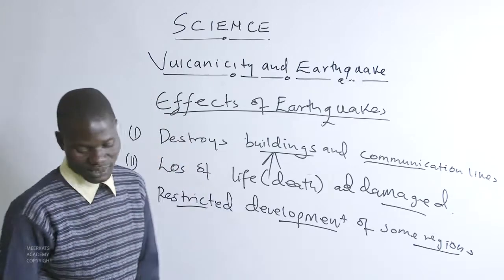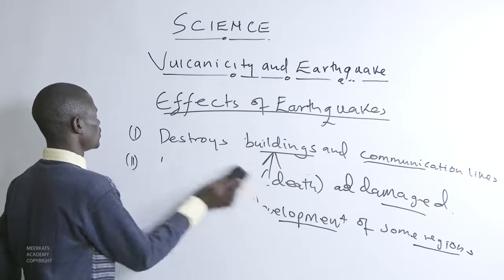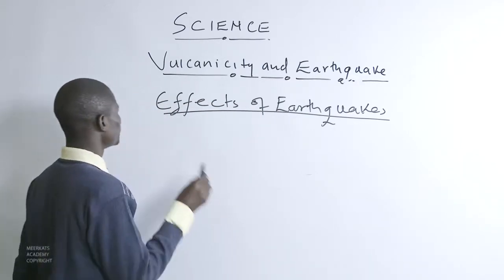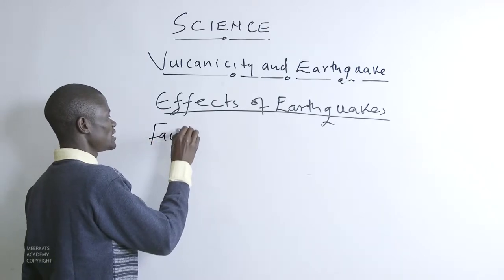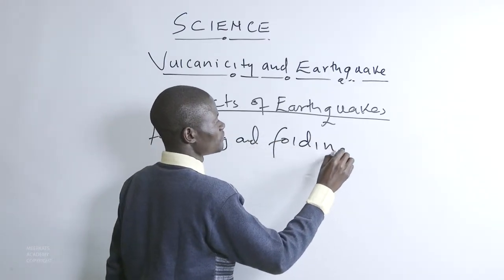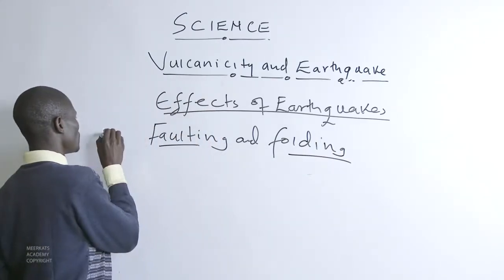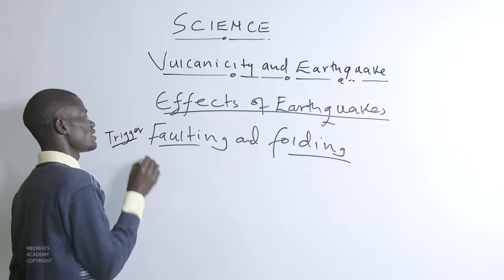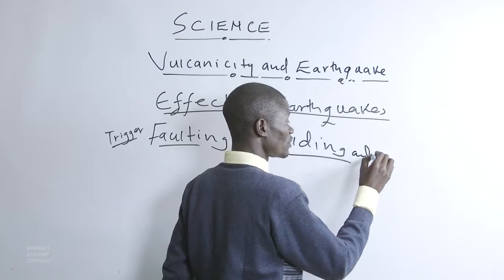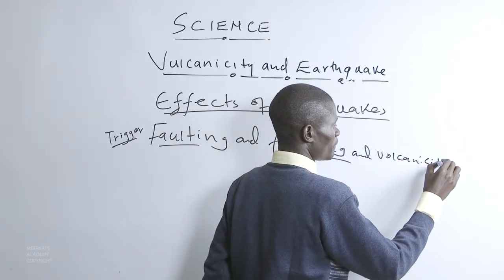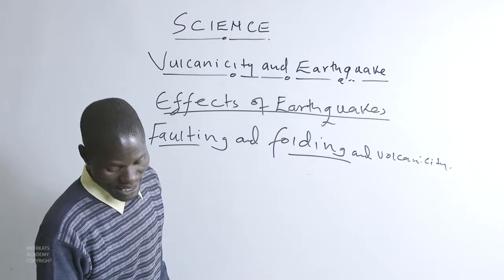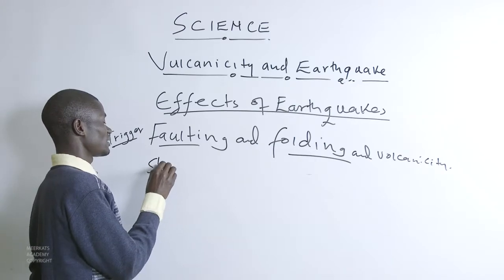Let us look for more effects of earthquake. The earthquakes may also trigger what we call faulting. We'll be discussing what is faulting in the next lesson. Faulting and folding will be caused. The earthquake may trigger faulting and folding of the earth crust, and it may also lead to volcanicity. Some of the volcanic activities have been caused by the earthquakes. And lastly, we'll be able to look at the shaking of the earth crust.